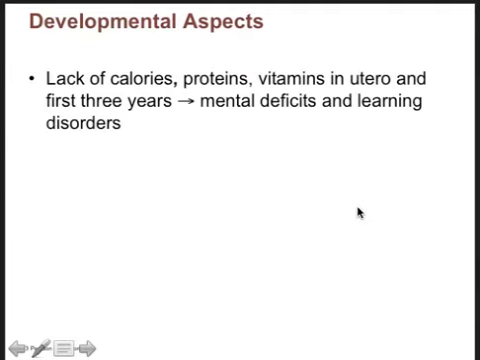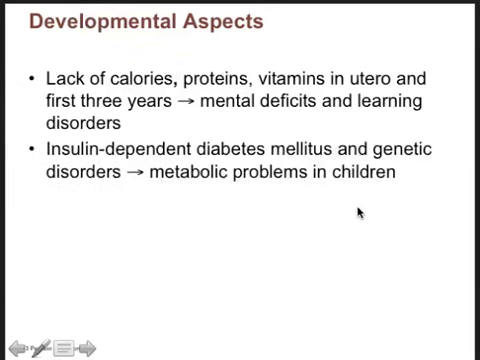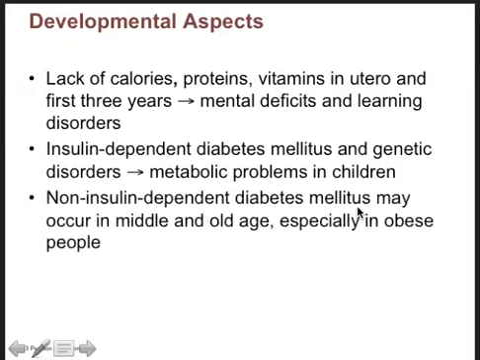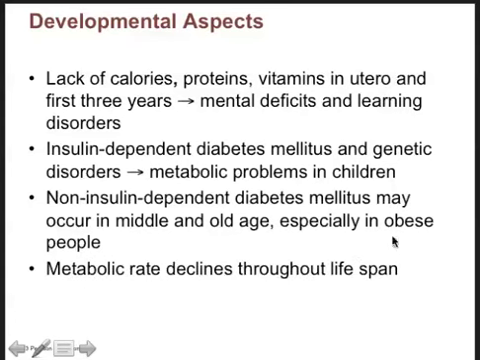Okay, what are some of the developmental aspects of metabolic disorder? Well, lack of calories, proteins, and vitamins in utero and during the first 3 years can result in mental deficits and cognitive deficits. Insulin-dependent diabetes and genetic disorders can lead to metabolic problems in children, and non-insulin dependent diabetes can occur in middle and old age, especially in those individuals who are obese. This is what's called insulin insensitivity type diabetes. The metabolic rate declines throughout your lifespan, and the reason for this is for the survival of the species.